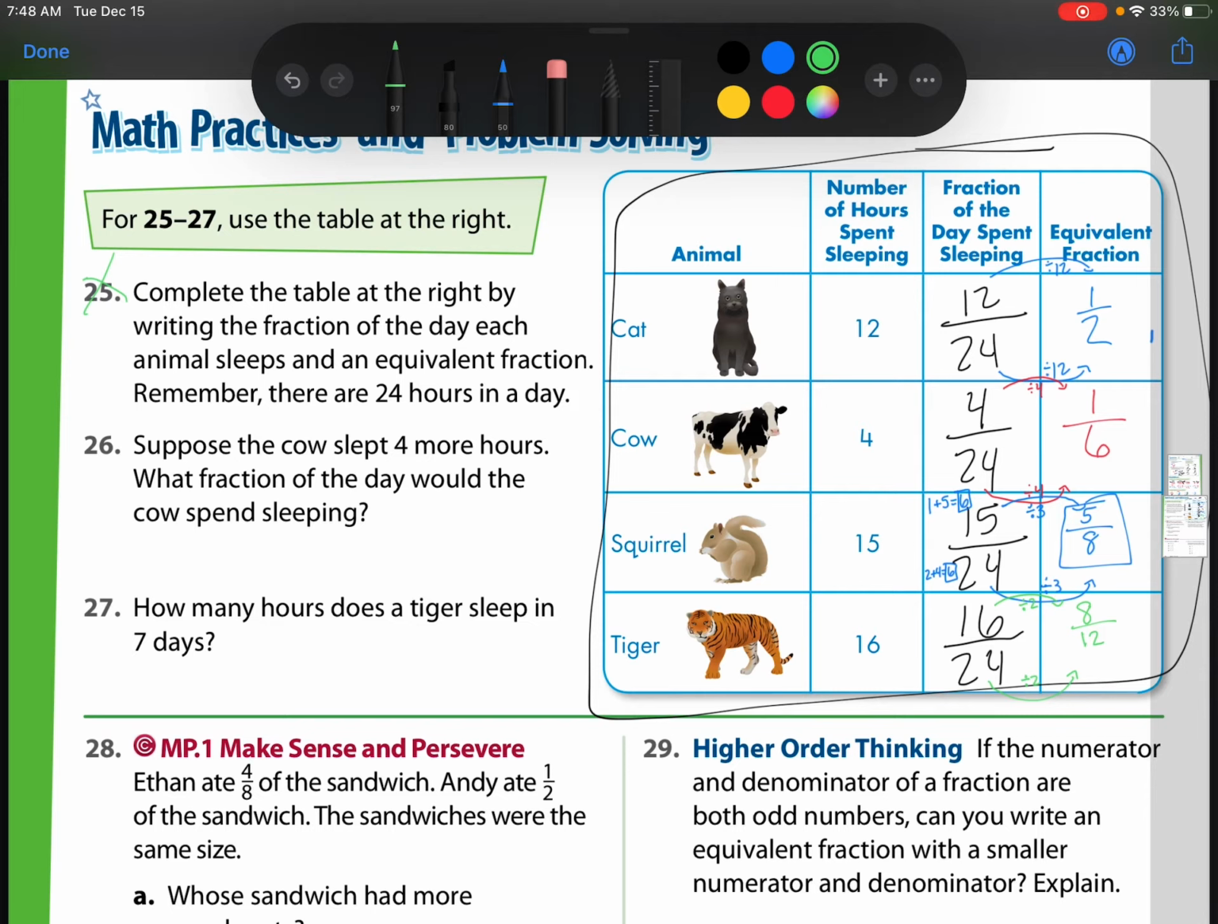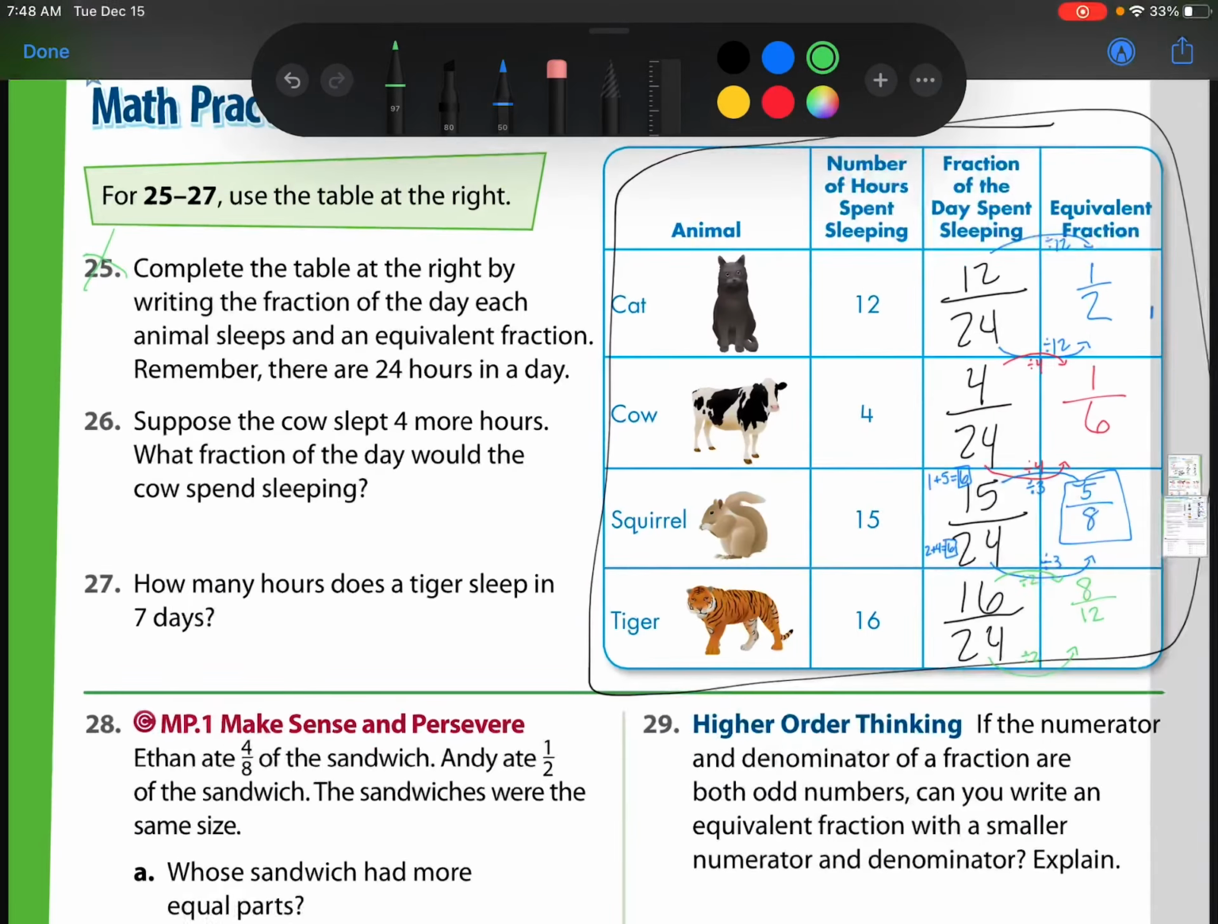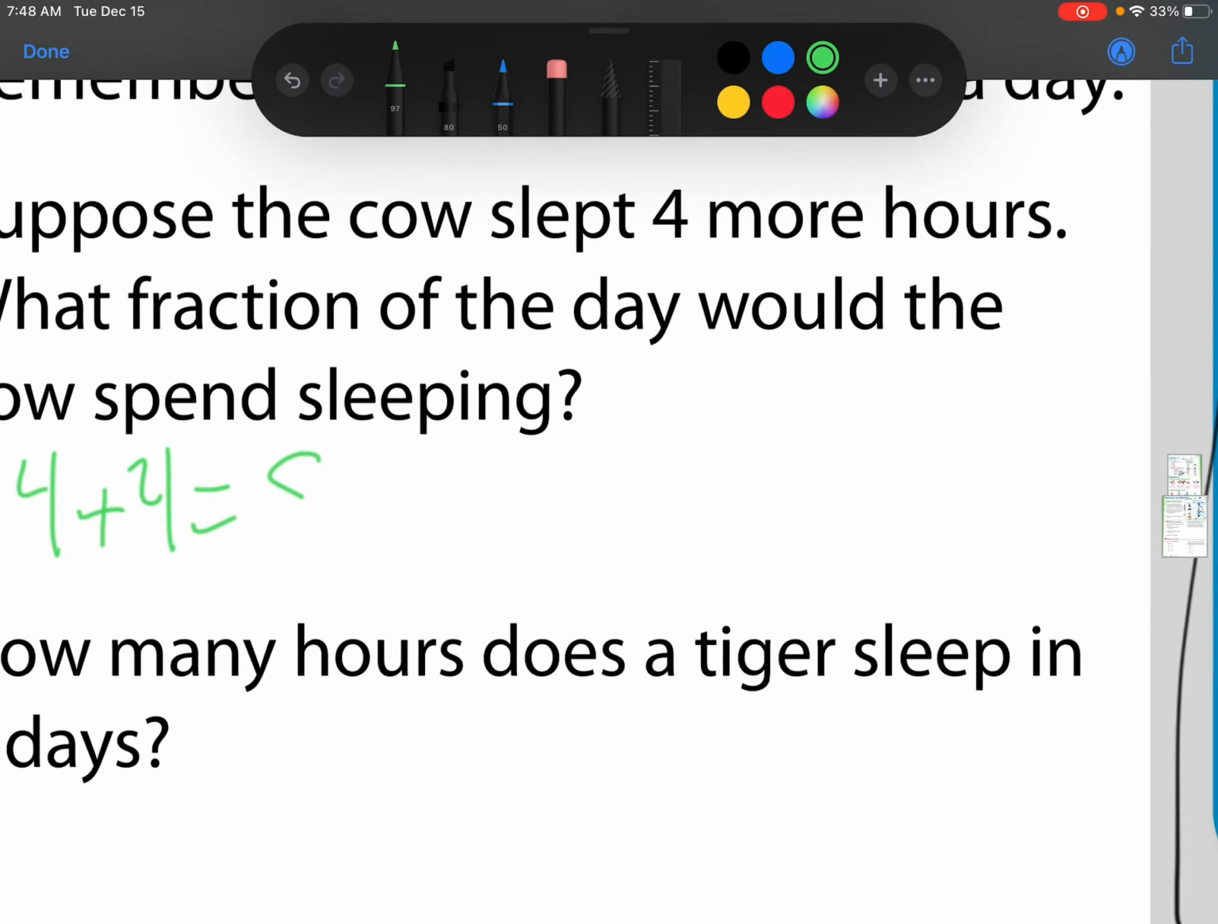Suppose the cow slept 4 more hours. What fraction of the day would the cow spend sleeping? Well, right now he spends how many? He spends 4 hours sleeping. So he would add another 4 hours to that. So that means he'd spend 8 hours sleeping, but it's asking what fraction of the day? So remember, it's 8 over 24. It's 8 over the total amount. Now our last one, 27.